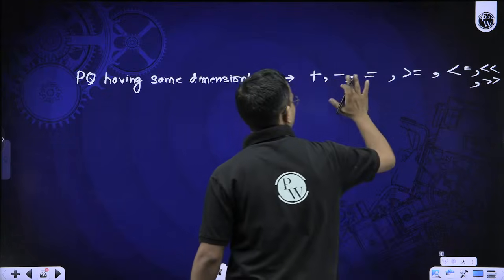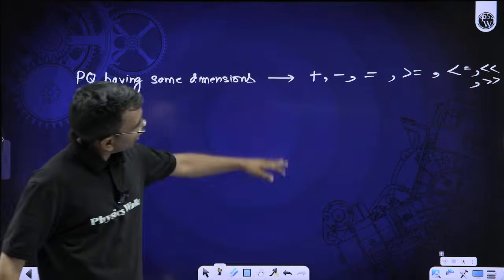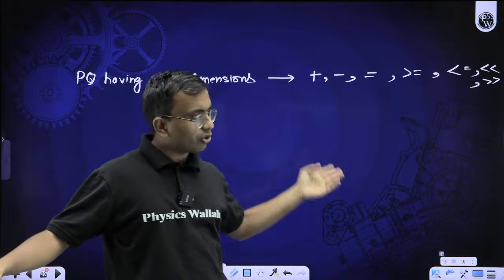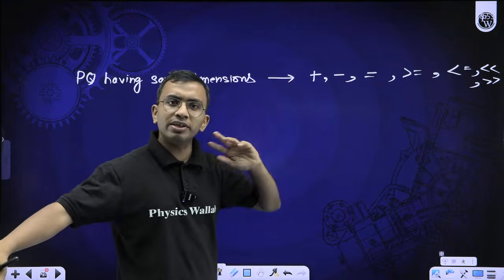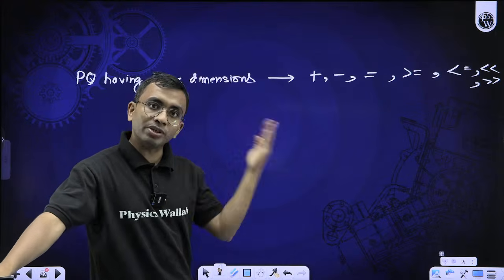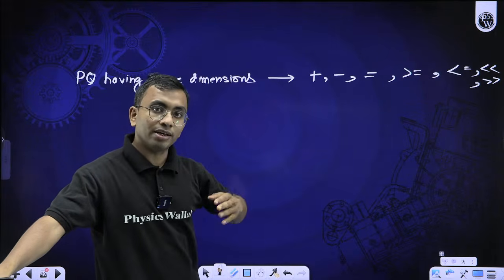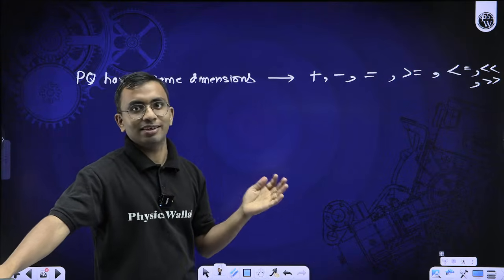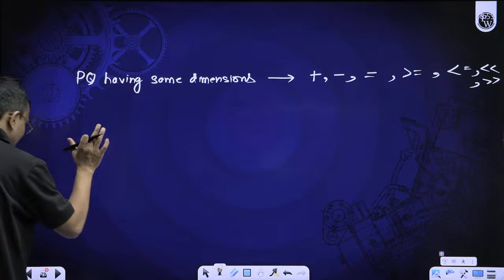Okay, these are all compare things. So you cannot add two quantities which have different dimensions. You cannot subtract two quantities which have different dimensions. But you can add two quantities which have the same dimension. Meter you can add with meter, length with length, temperature with temperature, current with current. That way you can do. So that is the principle of homogeneity.